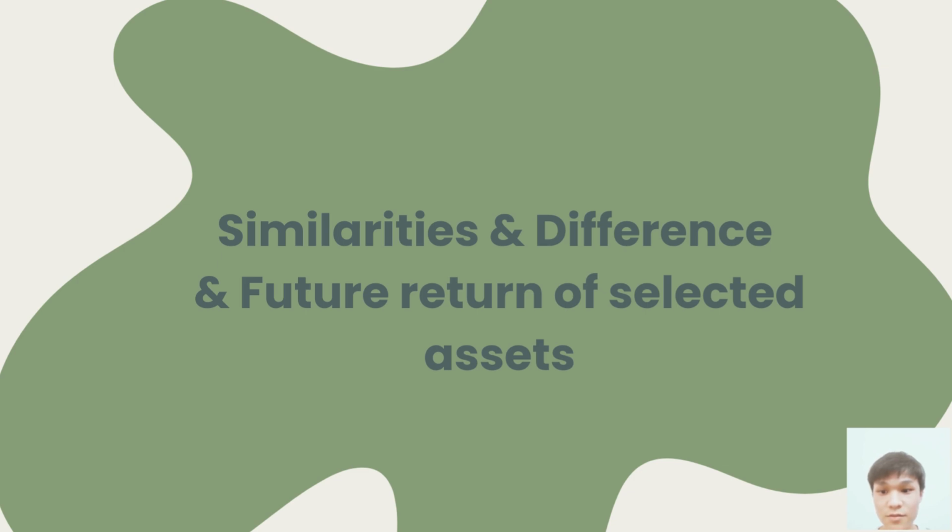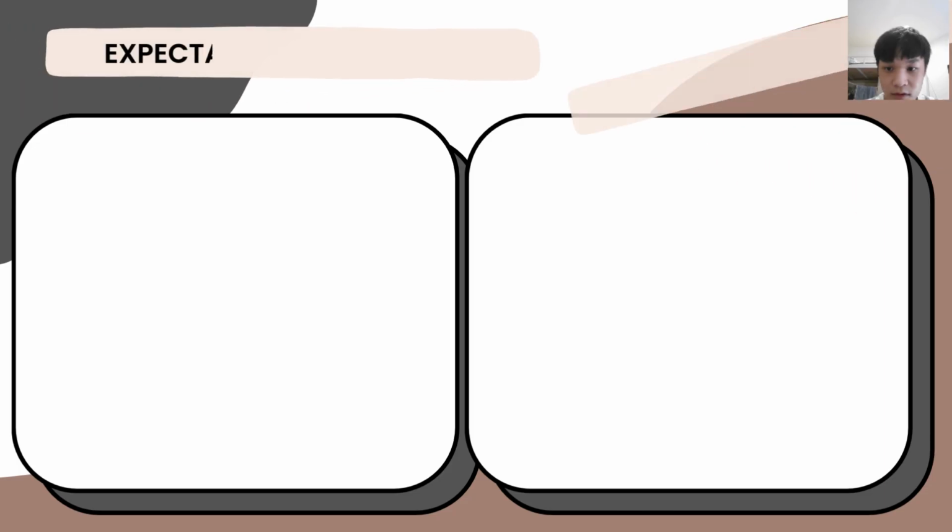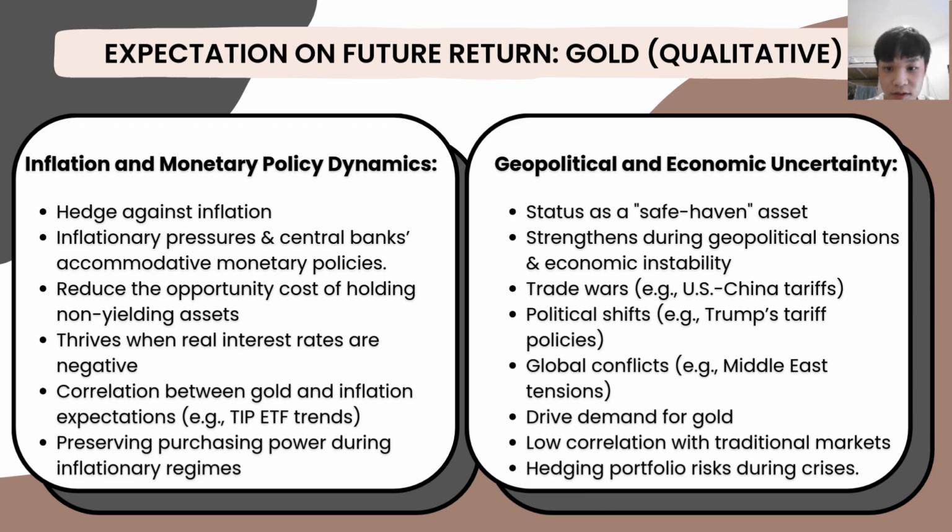I think this may be caused by two main sets of drivers. First is inflation and monetary policy dynamics. Gold serves as an effective hedge against inflation. Persistent inflationary pressures combined with central banks' accommodative monetary policies reduce the opportunity cost of holding non-yielding assets like gold. Analysts also emphasize that gold historically thrives when real interest rates are negative. The correlation between gold and inflation expectations, as seen in TIP ETF trends, underscores its role in preserving purchasing power during inflationary regimes.